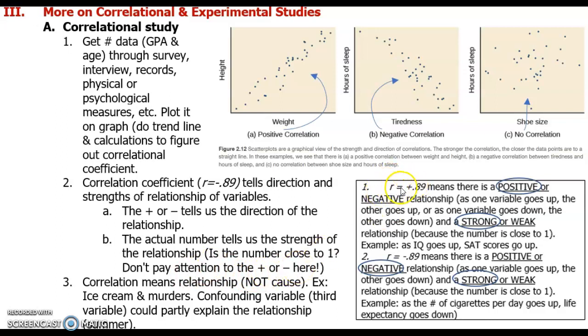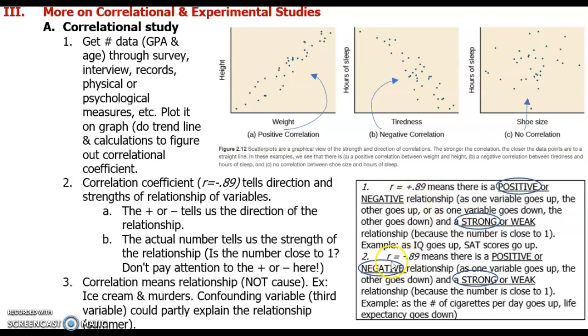So let's look at this one. r equals plus 0.89. That means there's a positive relationship: as one variable goes up, the other goes up, or as one goes down, the other goes down. They're doing the same thing. So it's a positive relationship, and it's a strong one, isn't it? Because it's 0.89. That's close to 1.